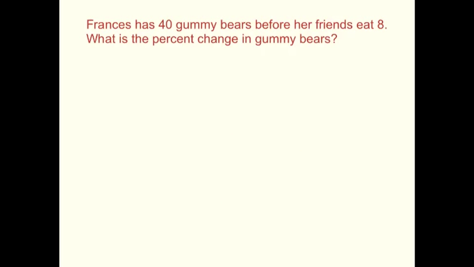So the reason I'm modeling for you this Frances problem is because it seems to be the trickiest type of problem. Because a lot of us will read this problem and go, ooh, I see two amounts. Let me just subtract them, put them over the original, and equals x over 100. Be careful, because sometimes the problem gives you information that includes information about your amount of change. So if Frances has 40 gummy bears before her friends eat 8 of them, this problem is giving you the amount that her gummy bears change by and the original amount of gummy bears.